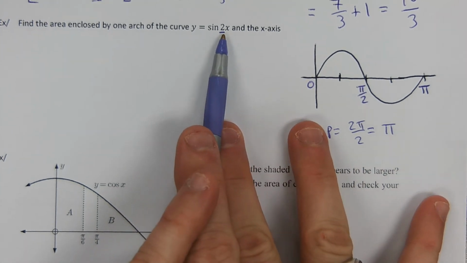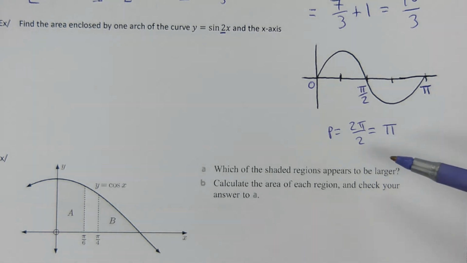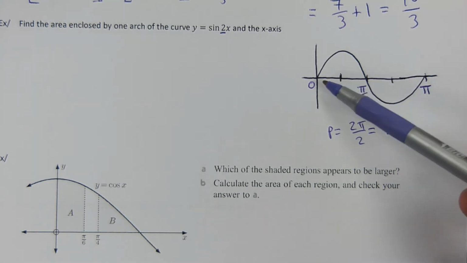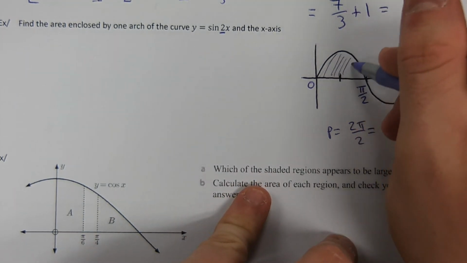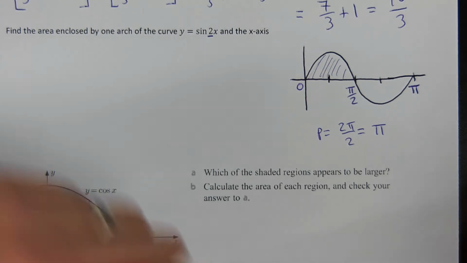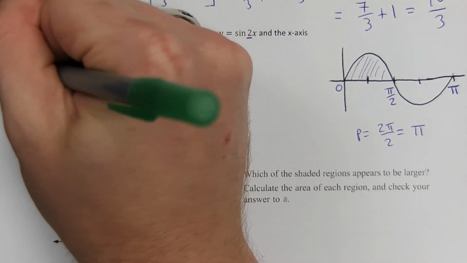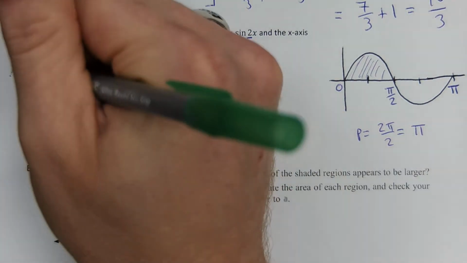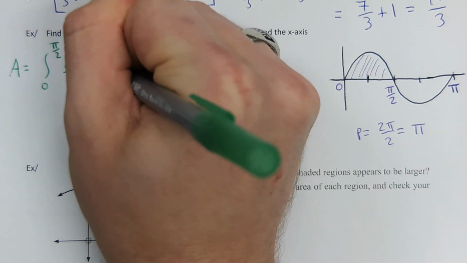This is a horizontal shrink, factor 1/2. Because it's 2 pi over that b value, which takes our period from 2 pi and shrinks it down to a single pi. And then we cut that pi into fourths, and we see that one arch, which is the area we'll be finding, is from 0 to pi over 2. So those are our limits of integration. Our area, capital A, equals the integral from 0 to pi over 2 of sine of 2x dx.